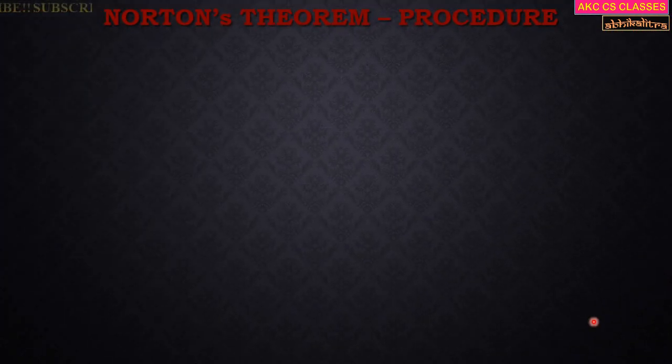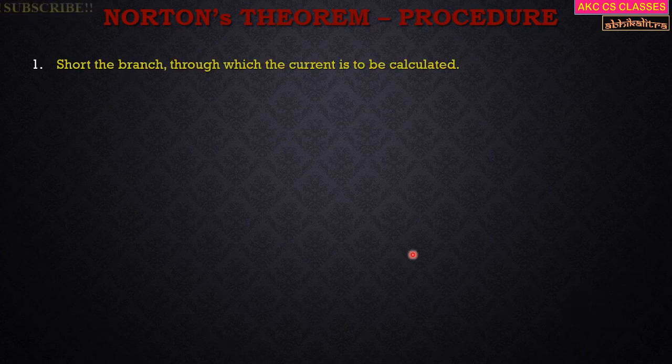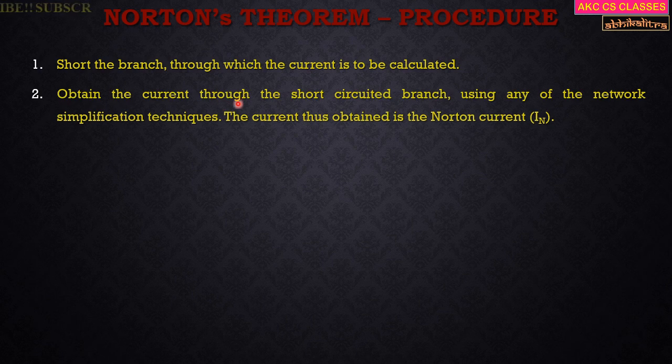So in this slide, we will first discuss the steps that we have to follow in order to solve any given circuit or any complicated circuit using Norton's theorem, right? The first step is to short the branch through which the current is to be calculated. That means we have to calculate the current. In our example, we will be calculating the current through the 8 ohm resistor. So the 8 ohm resistor will be removed from the circuit and the two open terminals will then be short circuited, right? Then we have to obtain the current through the short circuited branch using any of the network simplification techniques.